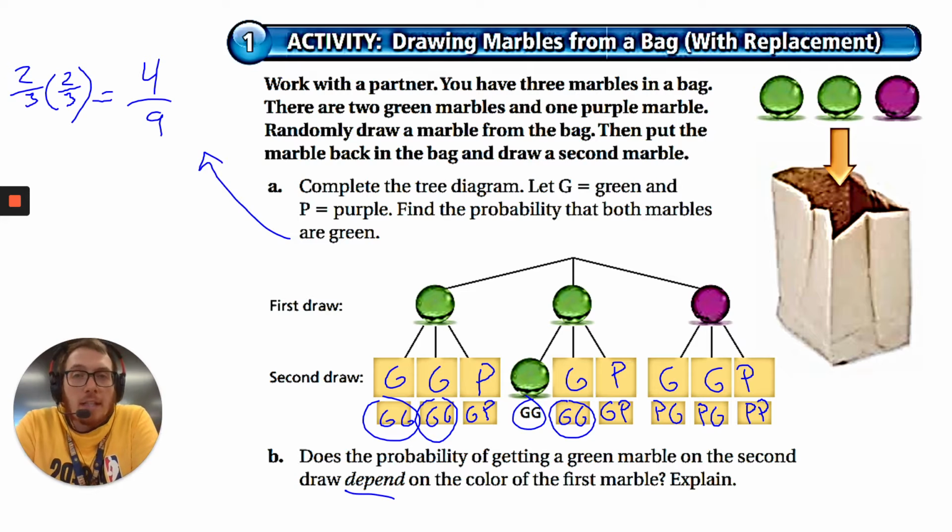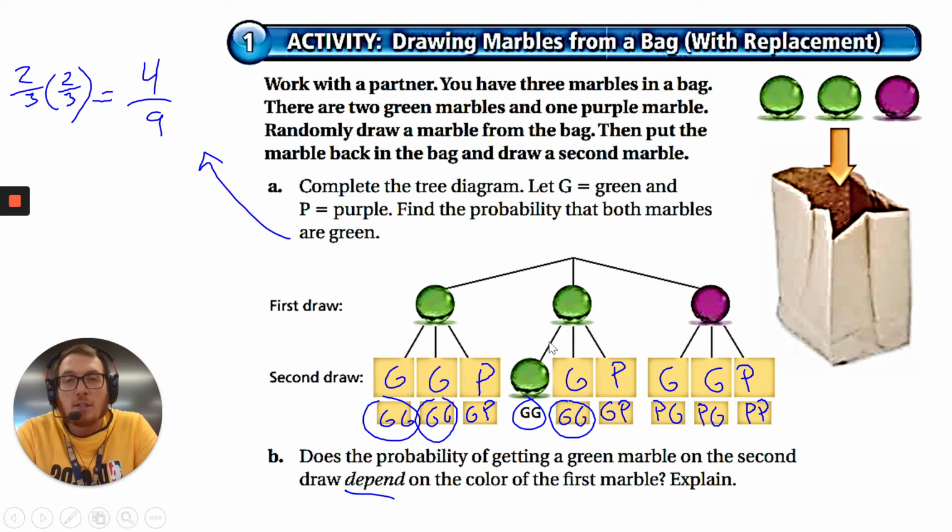Okay, what we're going to look at here is a situation where you have 3 marbles. You have 2 greens and a purple. This first one says we're going to draw a random marble from the bag, put the marble back, and draw it again. So that's what's known as with replacement. If you put it back, that's typically called with replacement.